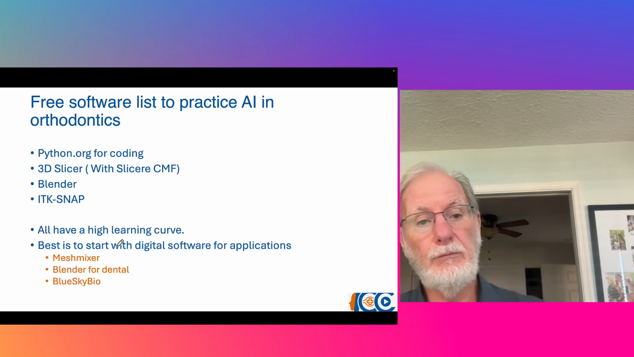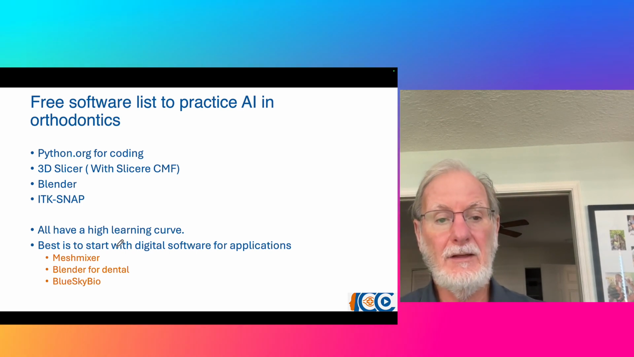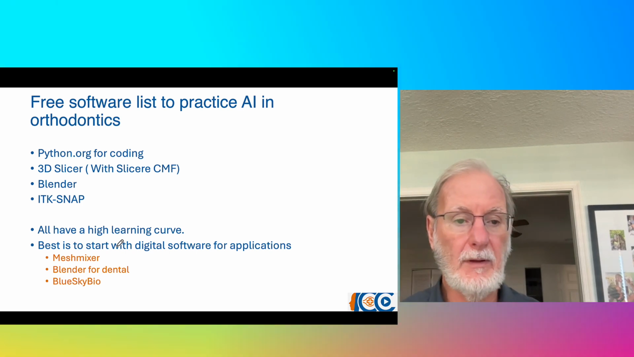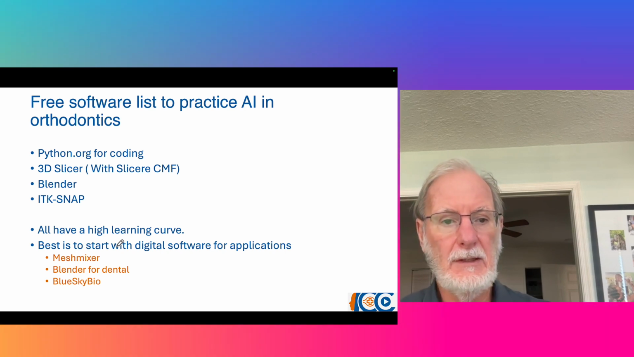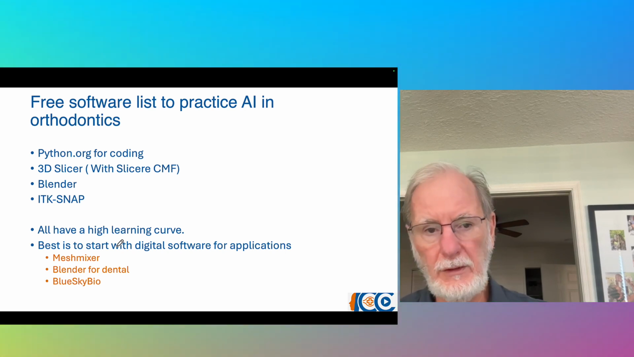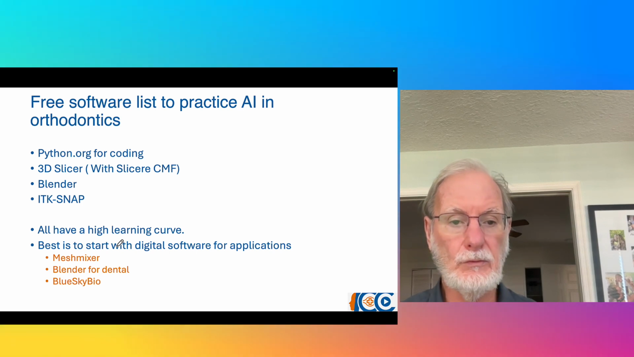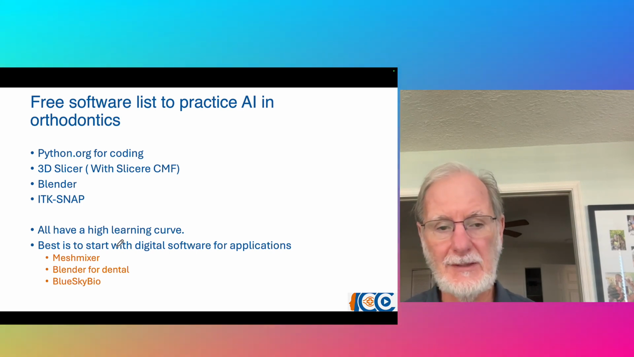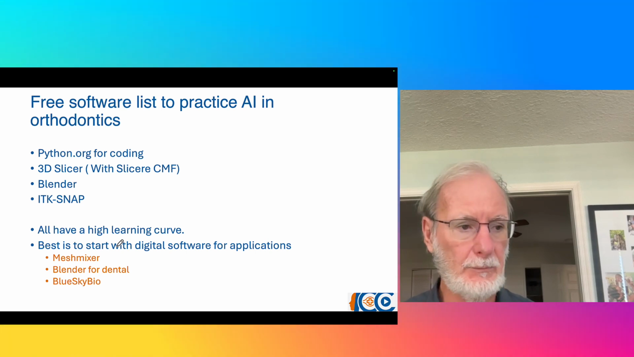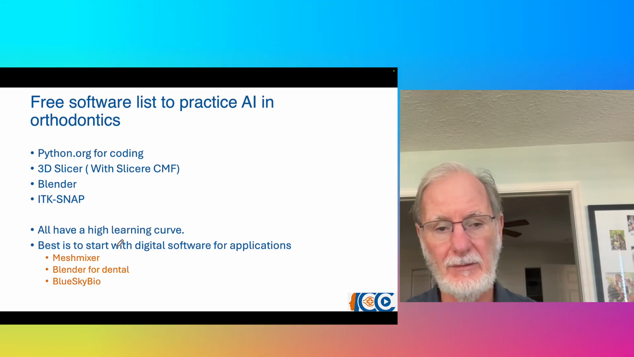Then they asked me for 2 free software lists to practice AI in orthodontics. I tried my best, but there is not much. So python.org, which is free, you can start with python.org for coding. So you can learn to read code, which is not easy. It's like learning a second language or a third language for some people who are bilingual already. So it takes a long time.